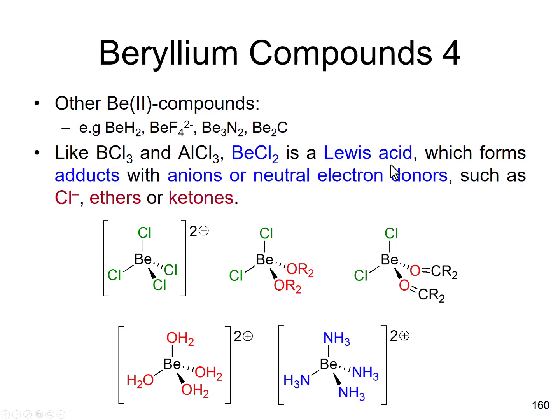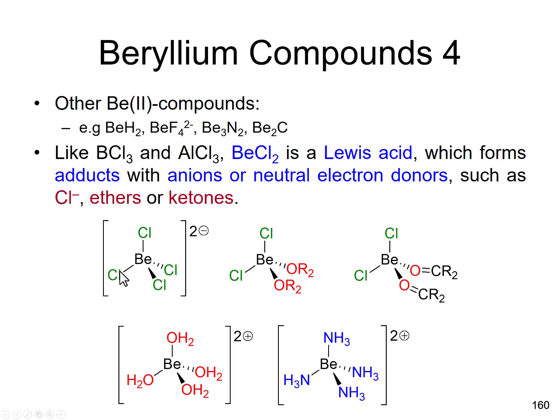Like boron chloride and aluminum chloride, beryllium chloride is a Lewis acid which forms adducts with anions or neutral electron donors, such as chloride, ethers, and ketones. Here you can see the structure of these compounds. In all cases, you have a beryllium which is sp3 hybridized, giving rise to a tetrahedral complex.